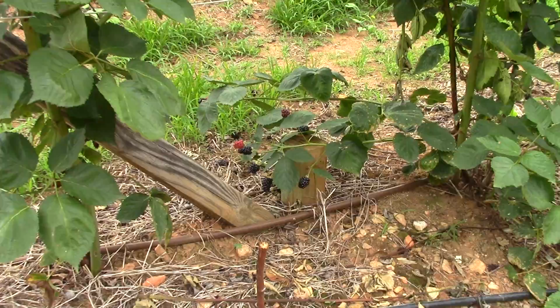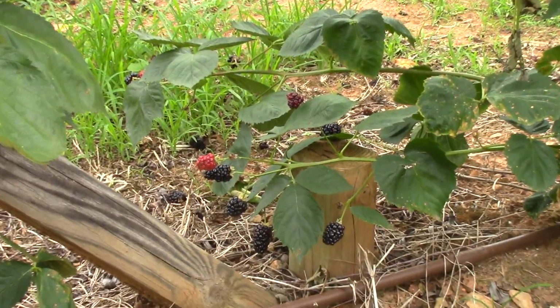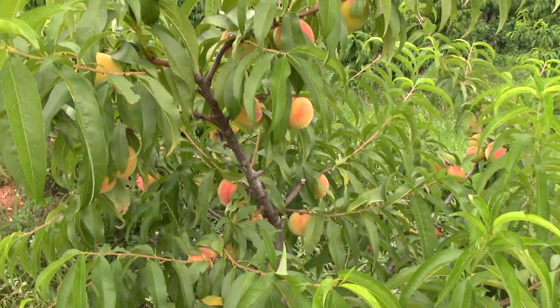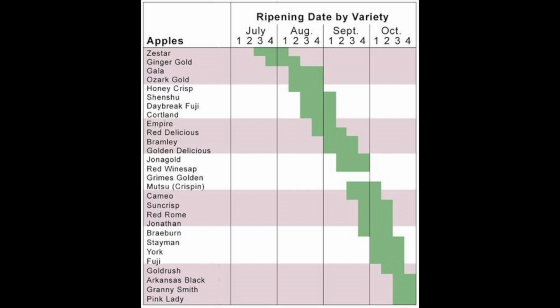Blackberry, I think I have 5 varieties that take me from June to August. Peaches, I have 30 varieties that take me from June 1st to September 15th. Apples, I have almost 30 varieties that take me from about 1st of August till Thanksgiving.